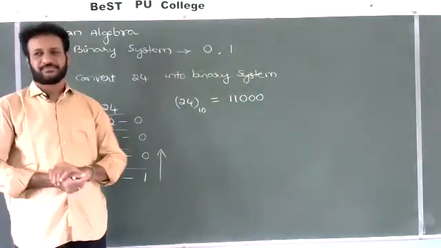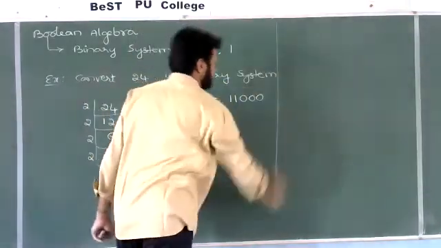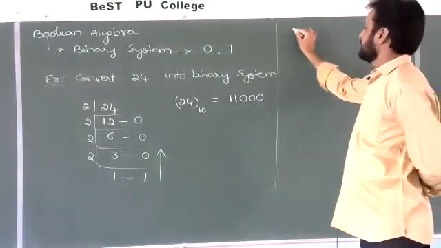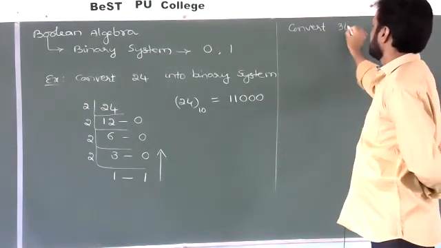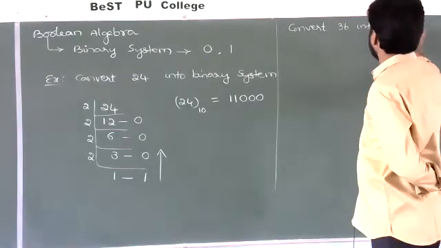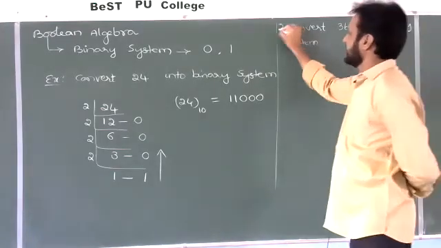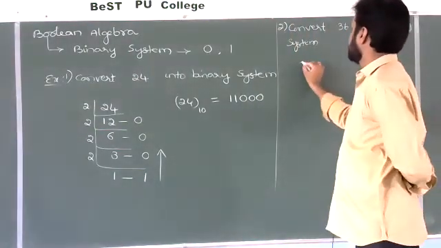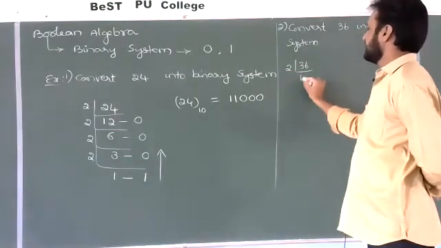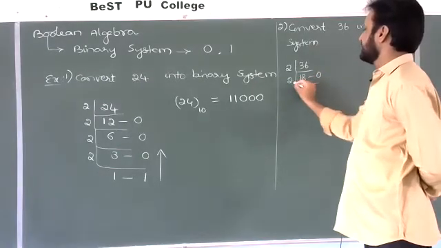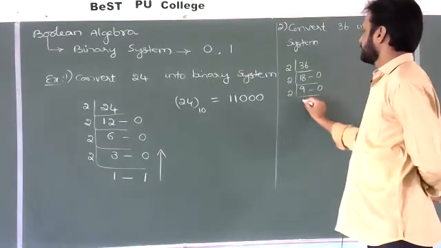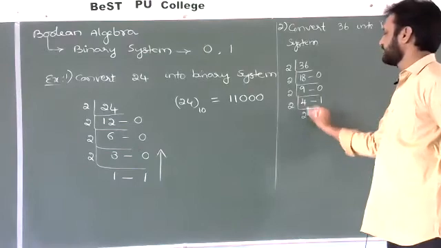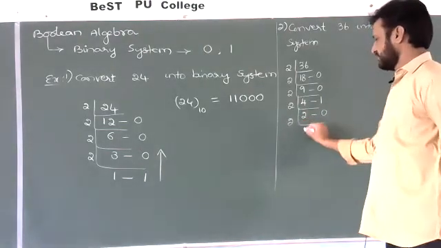Same way we can choose another number, like 48, or since 24 is already given, we may take another number of your choice, like 36. So convert 36 into binary system. This is our second example. Any number, your choice. Here we take 36 divided by 2. 2 18s are 36, remainder 0. 2 9s are 18, remainder 0. 2 4s are 8, remainder 1. 2 2s are 4, remainder 0. 2 1s are 2, remainder 0.